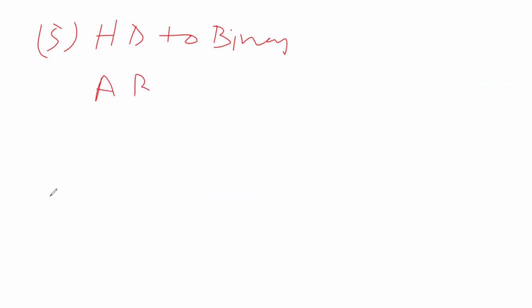Now the fifth one is hexadecimal to binary. We can take any hexadecimal number, like A, B. A is equal to 10, B is equal to 11. But we don't know the binary conversion of 10, we can do that.